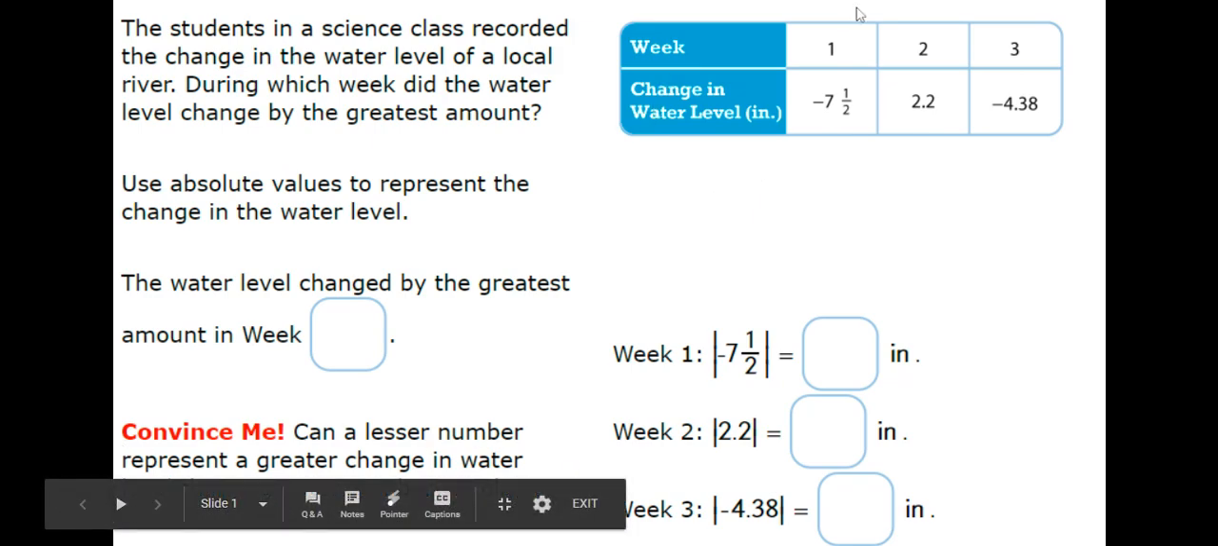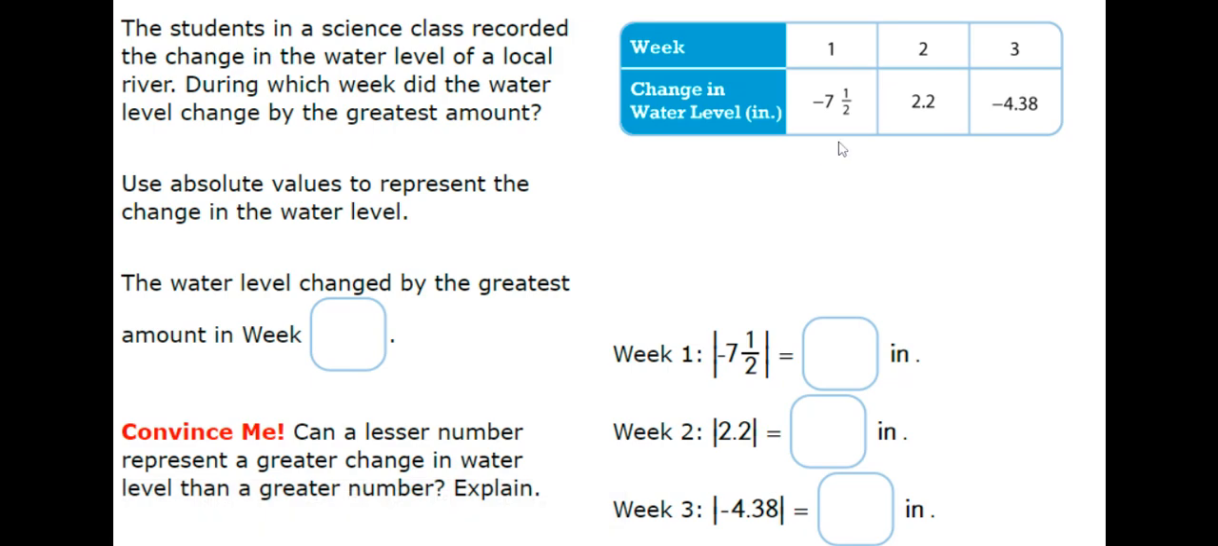7.5. It would be positive here. That would be a positive value. Whereas the absolute value of 2 and 2/10 would just be 2 and 2/10, and the absolute value of -4 and 38 hundredths would be +4 and 38 hundredths.